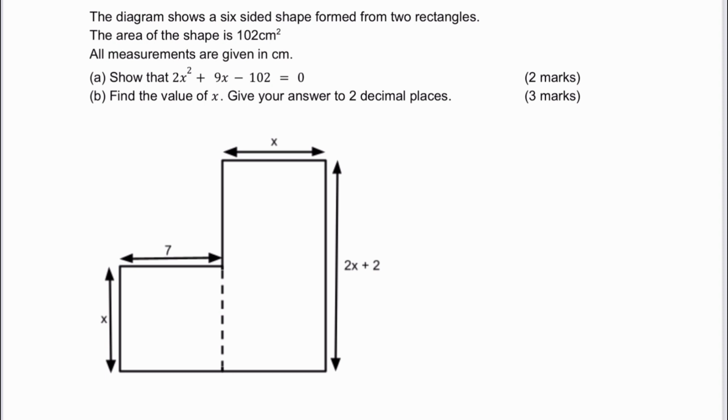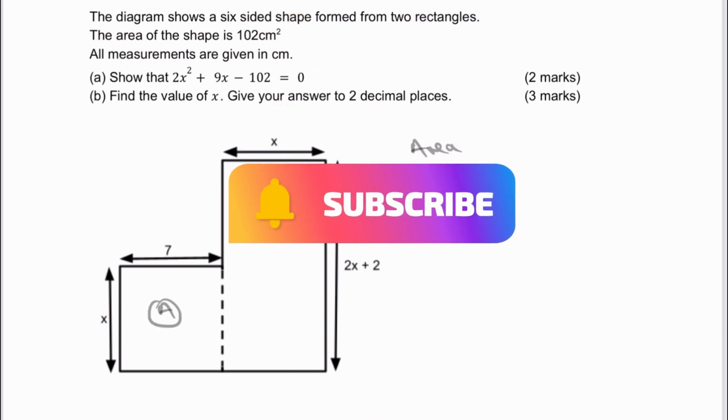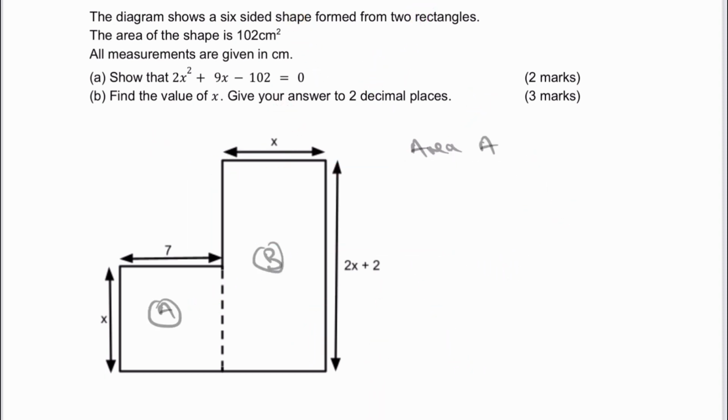So the area of the shape is going to be the value of A as an area and then the value of B. So it's going to be A plus B. Okay, so if we look at A, well, A is going to be 7 multiplied by x, and then B is going to be x multiplied by 2x plus 2, and all of that added together is going to equal 102. And then really it's just a case of taking this information and making it look the same as we have in part A. So let's just expand brackets.